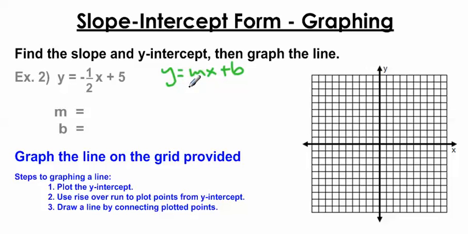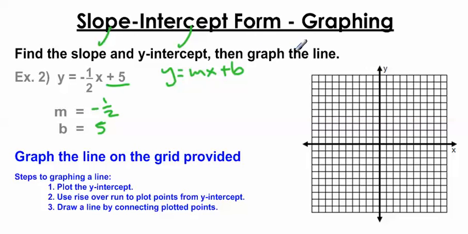So we need to find the slope. The slope is going to be left of the x, and in this case it's this negative 1 over 2. And then the y-intercept is the number after the x, and in this case it's a positive 5. And you don't really need that positive, so I'm going to actually just put a 5 here. And so we know the slope and we know the y-intercept. So we're getting closer and closer to being done on this problem.